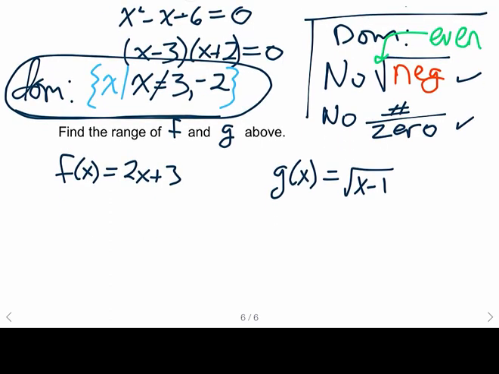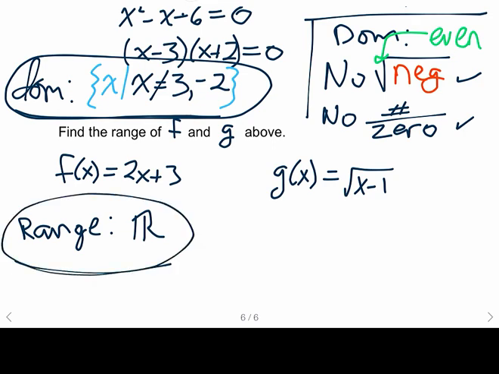Well, if x goes infinitely small or infinitely large for f of x equals 2x plus 3, then we're going to have values that are also from negative infinity to positive infinity. In other words, the range of f is all real numbers.